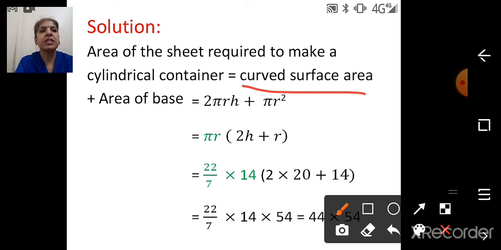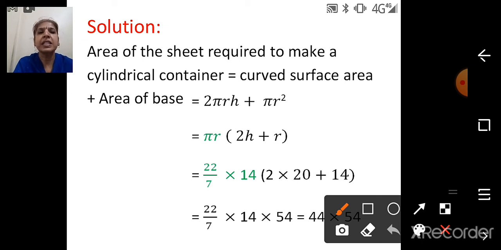So we know that curved surface area of cylinder is 2 pi r h, and area of base is circular, so pi r square. Now here what is common? You will find that pi is common, r is common. So which are the uncommon things? 2h, because 2 here and h. So 2h and plus radius. So we have to write here plus r, radius.